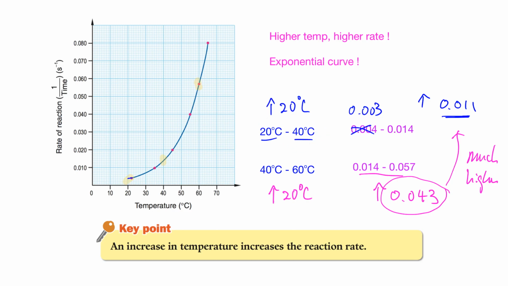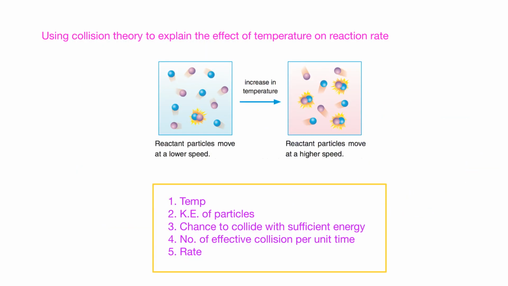So we can conclude that the higher the temperature, the more the rate will increase. Basically, the idea is that when we increase the temperature, the reaction rate will increase a lot. So how can we use collision theory to explain the effect of temperature on reaction rate? You can think about it like this. This is a lower temperature situation.